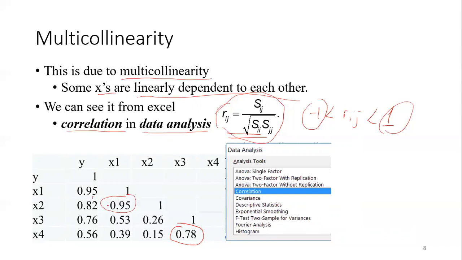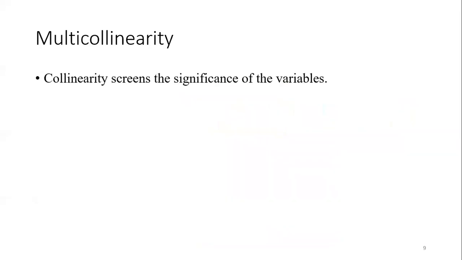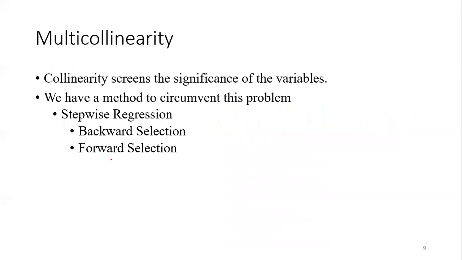But here, x1 and x2 turn out to be 0.95. What does it mean? It means they are almost perfectly correlated. And x3 and x4, if you look at this again, they are very correlated. Hence, there is what we call collinearity or multicollinearity in the data. So the collinearity screens the significance of the variables.